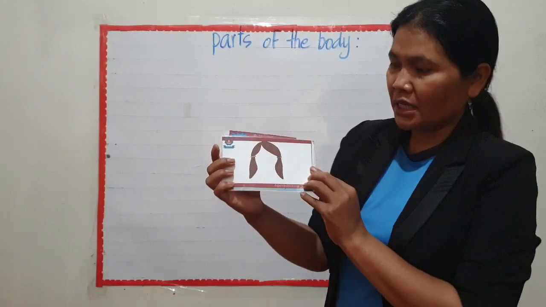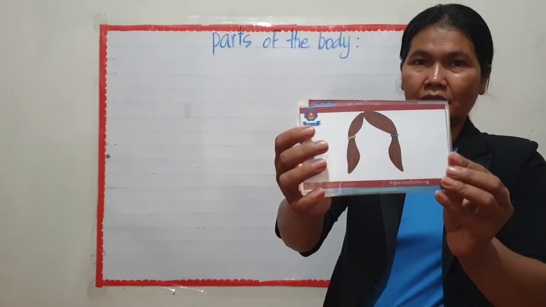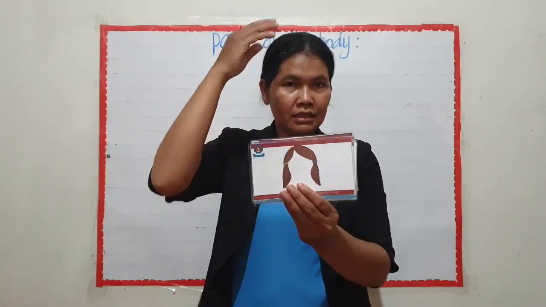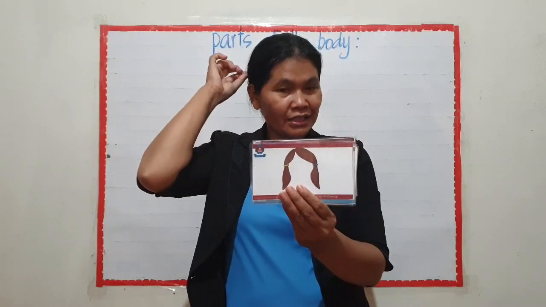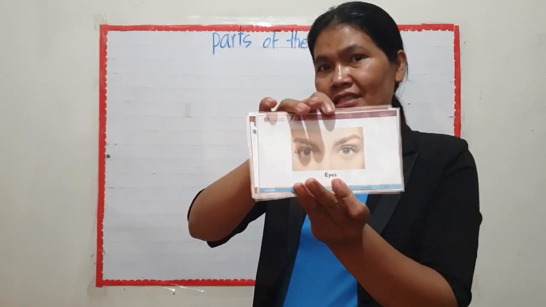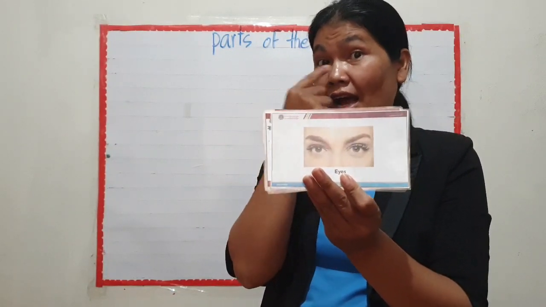Can you see this picture? Teacher shows you close. What is it? Hair. This is your hair, right? Touch your hair, and then this one, what is this? Eyes. You got it? Eyes. You have to follow teacher.